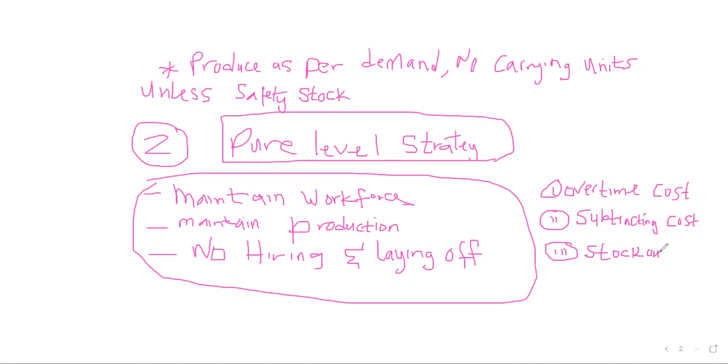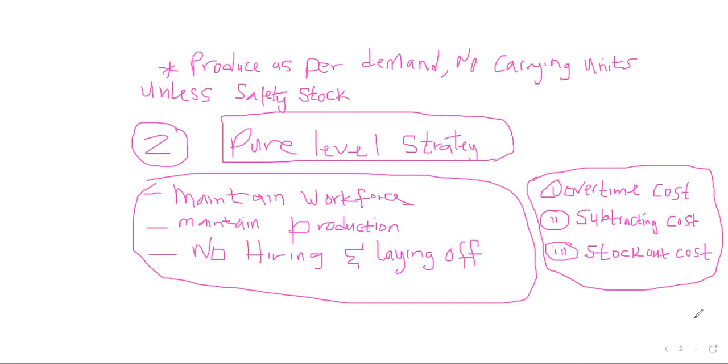So this is what we have looking at these planning level strategies, the chase and the pure level strategy. We can either go for overtime cost and look at which one will be cheaper, or subcontract and incur the subcontracting cost, or just tell customers that you don't have stock, so the cost of losing business is what we call the stock out cost. These are the costs that will be involved in the pure level strategy.